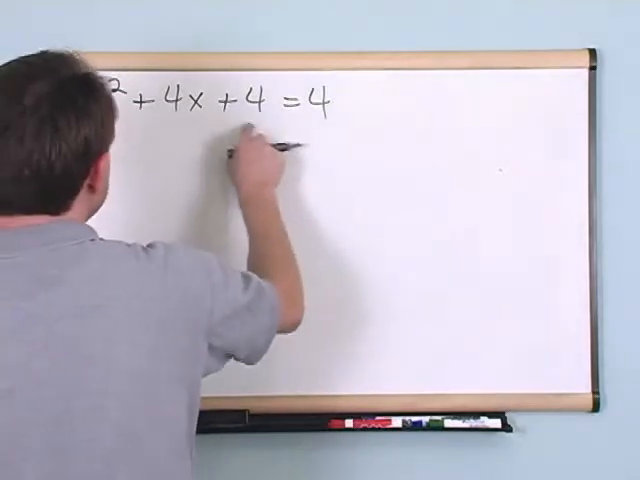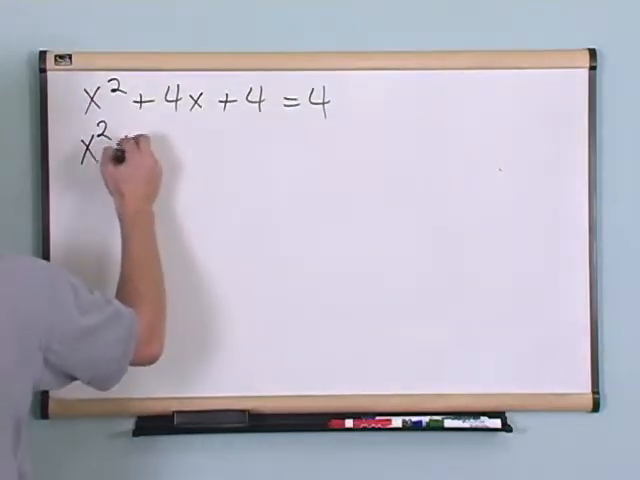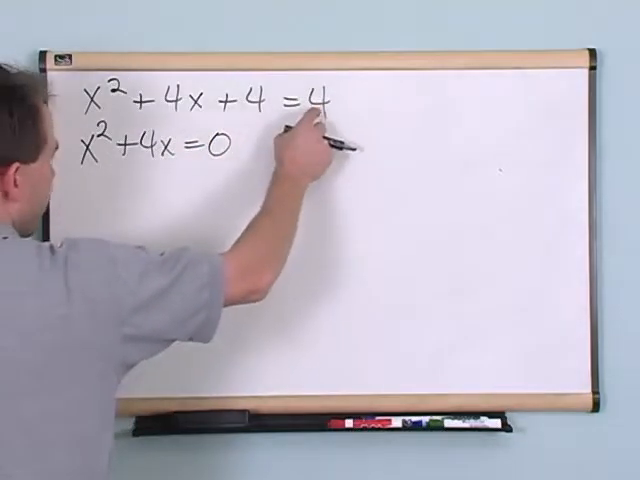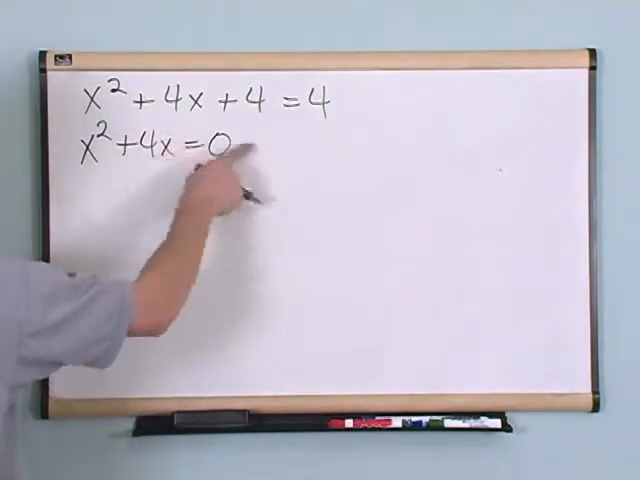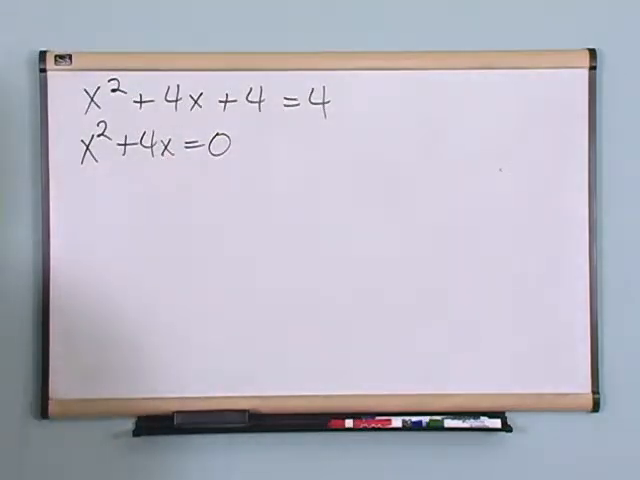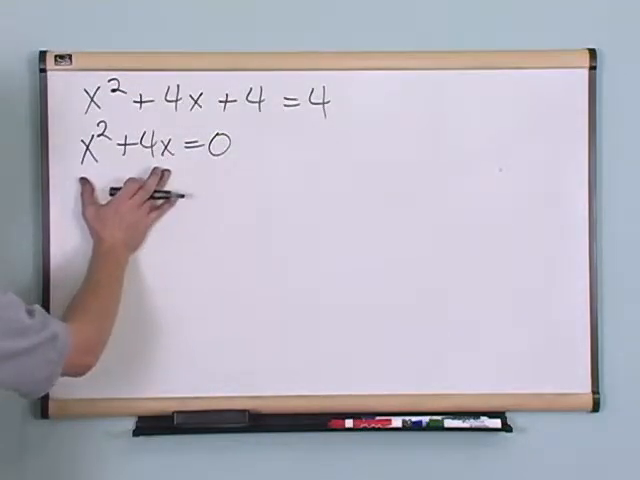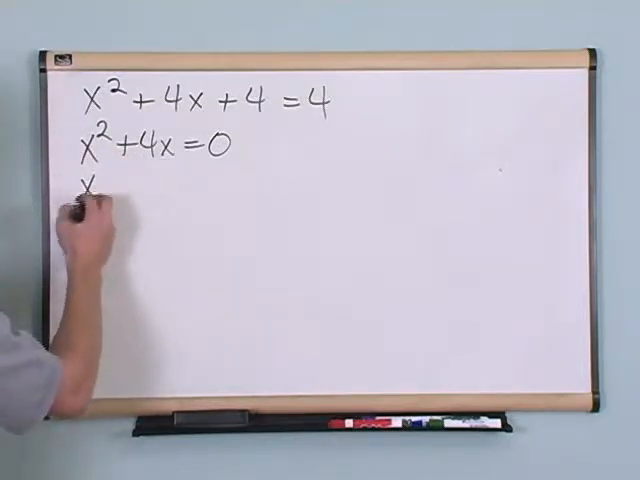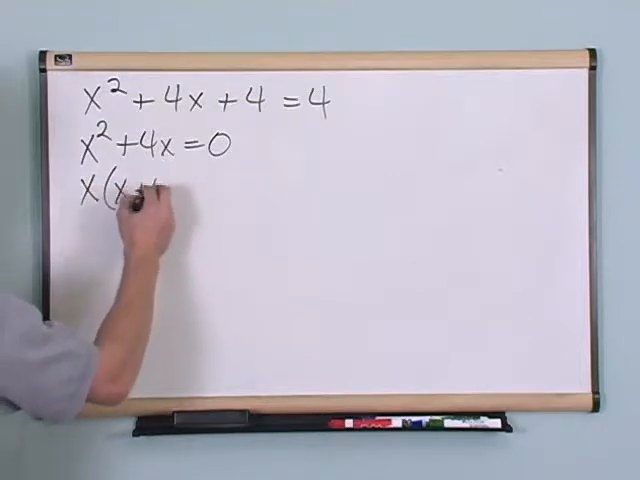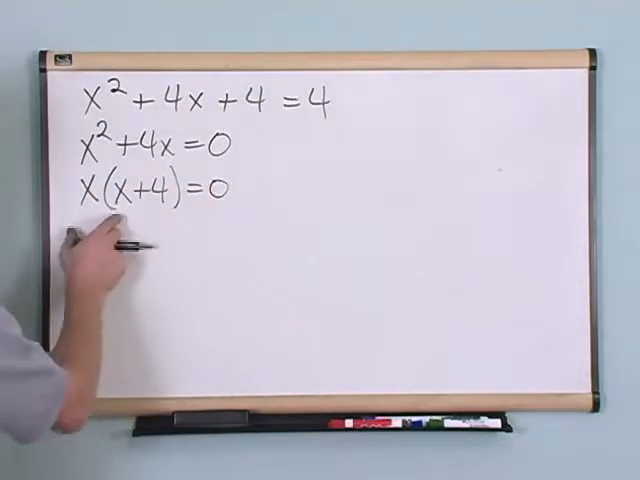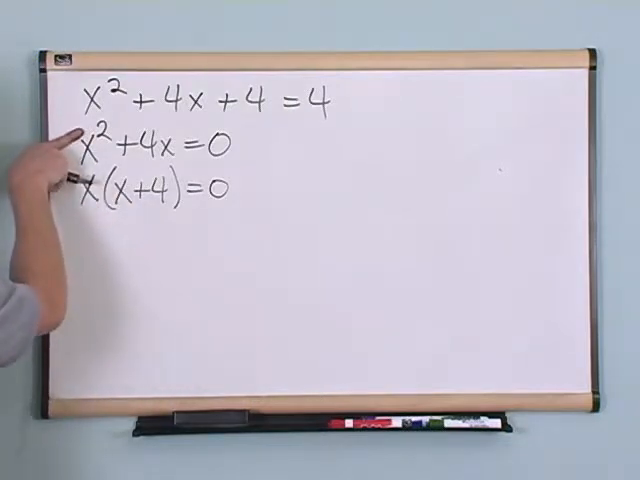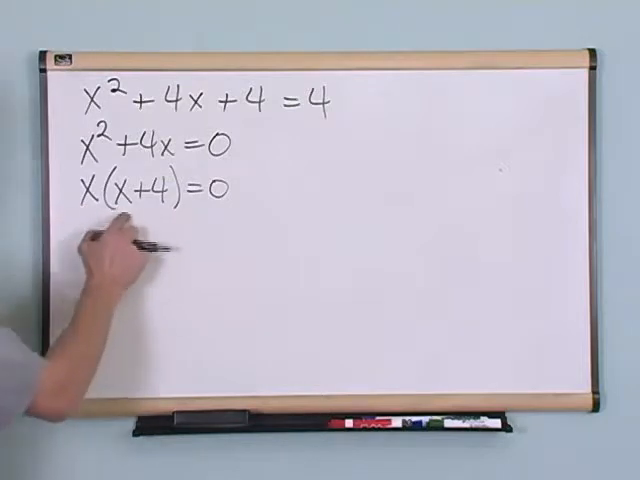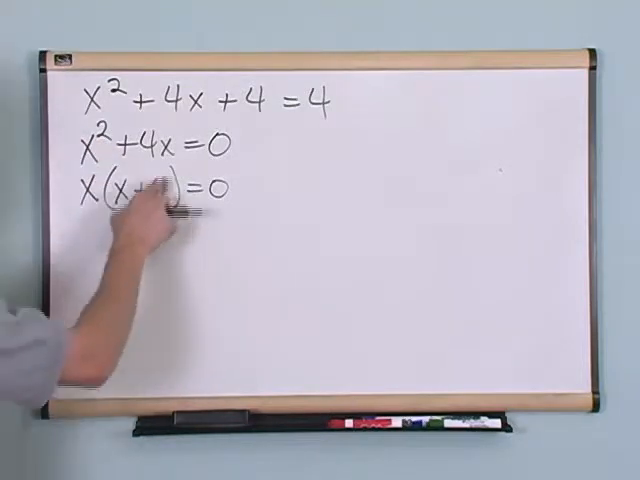So I'm going to subtract 4 from both sides, and I'm going to be left with this right here, because when I subtract 4 from both sides, 4 minus 4 is 0, so they both drop from each side. From here, I notice I have an x in terms of x squared and an x here, so I'm going to factor out an x, and on the inside I'm going to be left with x plus 4, because x times x gives me x squared, x times 4 gives me 4x. So when you do this, you need to think, what goes here that will give me this, and what goes here that will give me this.